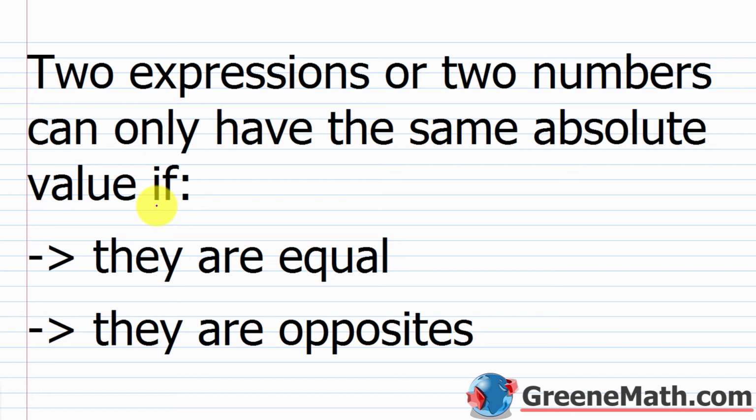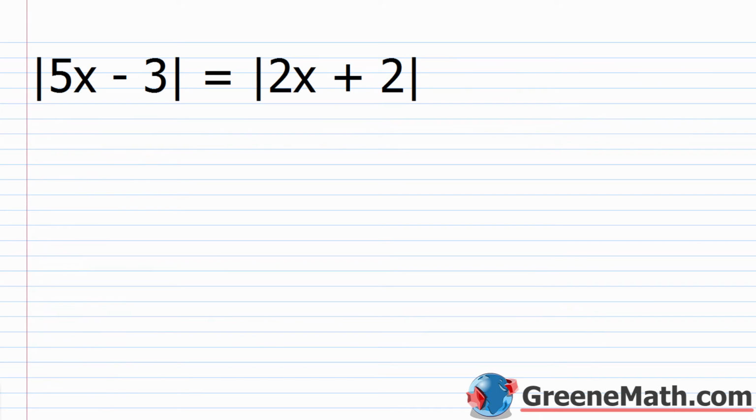Or the other scenarios, they're opposites, like we've been talking about. So 14 and negative 14, 12 and negative 12, 210 and negative 210. So they have the same absolute value because they're opposites. Or again, numbers or expressions that are the same or equal also have the same absolute value. So those are your only two scenarios. So when we encounter something like this, the absolute value of 5x minus 3 is equal to the absolute value of 2x plus 2. So there's two possibilities.